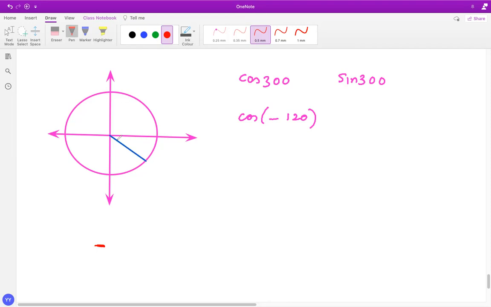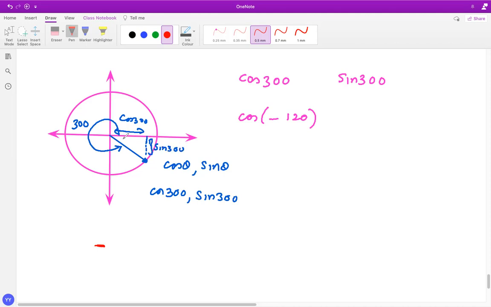Now, the coordinate of this point is cos theta, sine theta. So cos 300, sine 300. The cos 300 that I'm taking is this distance, and this is sine 300. You can clearly see that the base angle is 60 degrees here. So cos 300 is the same as cos 60, and it is in the fourth quadrant, so it is positive. This is why it is half, and sine 300 is the same as sine 60.